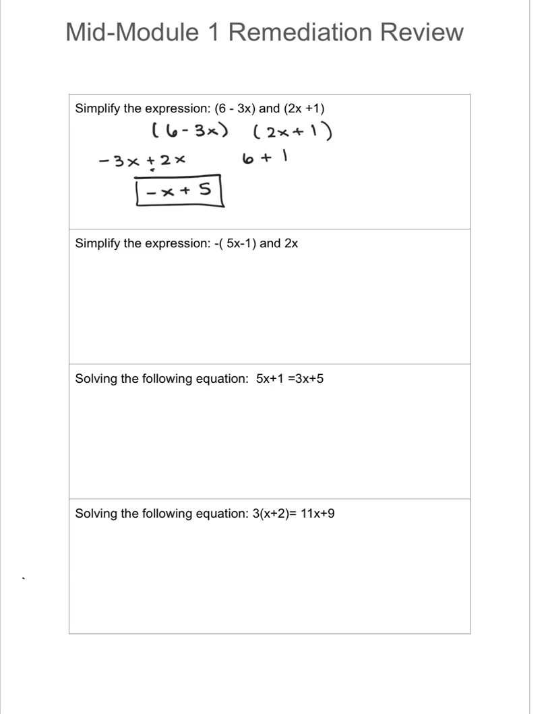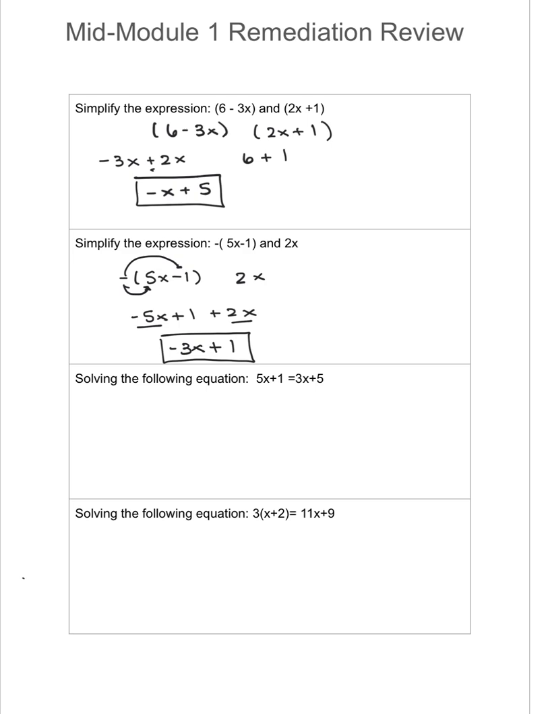For the next one, I'm going to simplify the expression. So I have the negative on the outside. So let me rewrite this. All right, so I have this negative here, which means I'm going to distribute a negative to everything inside of my parentheses. So I have negative 5x plus 1, and I have a positive 2x. So my negative 5x and my positive 2x, I combine them together because they are variable terms. So I get negative 3x plus 1. And that is all because my constant can't go anywhere, it has nothing to combine with.